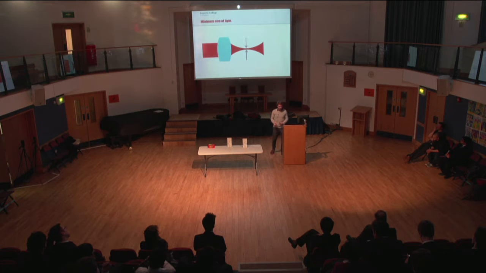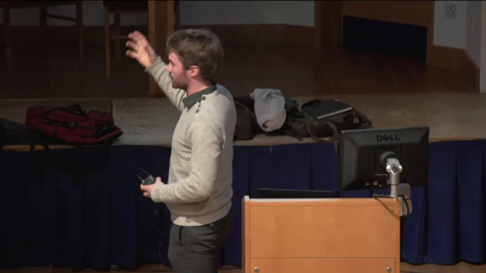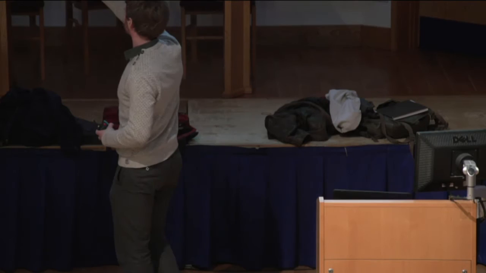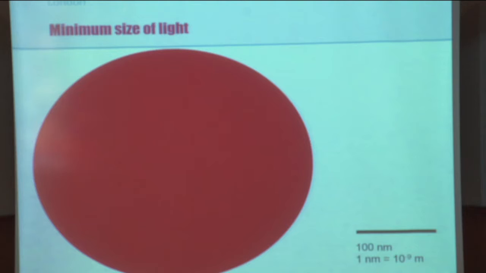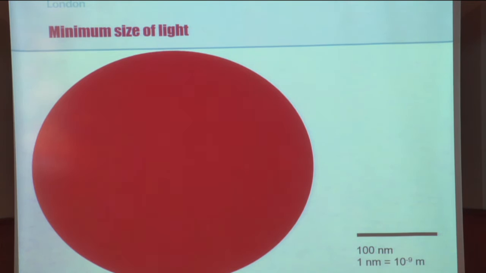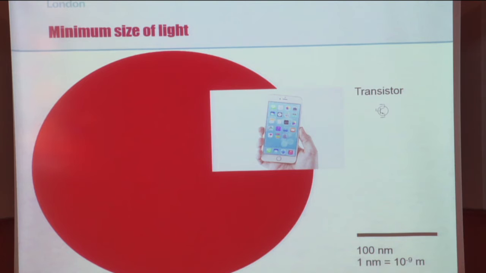So that means, for example, for red light, which is around 700 nanometers, 650 nanometers, the minimum spot that you can focus light to would be 300 nanometers or 400 nanometers. Now that sounds really small, considering that a nanometer is a billionth of a meter. But if I compare that with a modern-day transistor, the basic building block in a computer or an iPhone, where there are billions of them, a modern technology transistor in electronics and computers is around 20 nanometers.